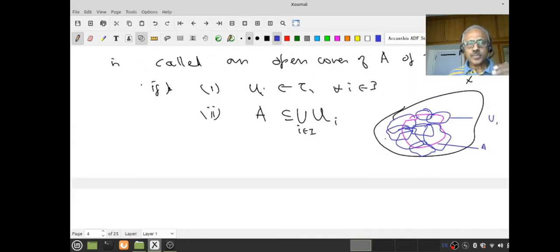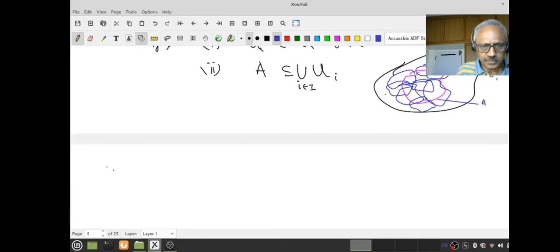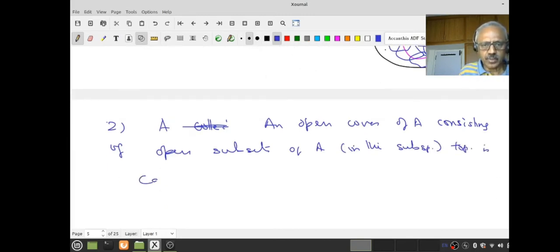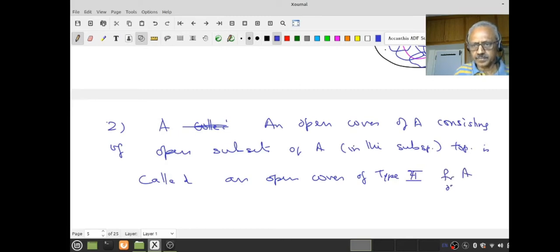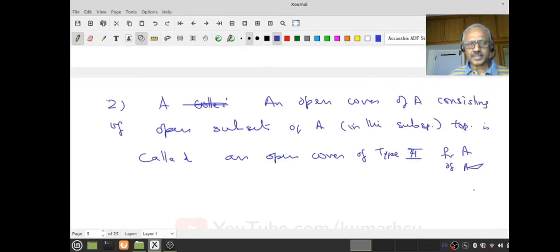So I don't know how to deal with open subsets of A to work with it. The other one I call type 2: a collection, or simply an open cover of A consisting of open subsets of A in the subspace topology, is called an open cover of type 2 for A. And again, think carefully. Therefore, when I say A is compact, I am talking about type 2 covers.